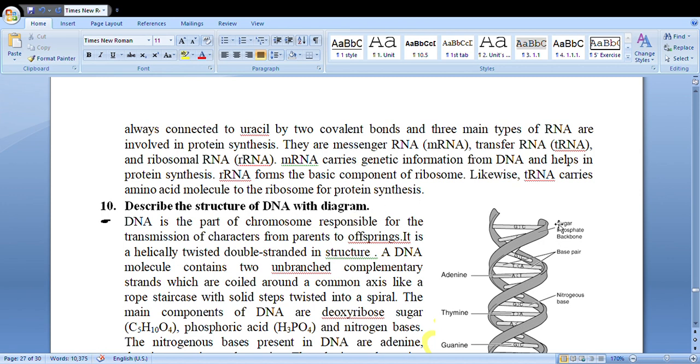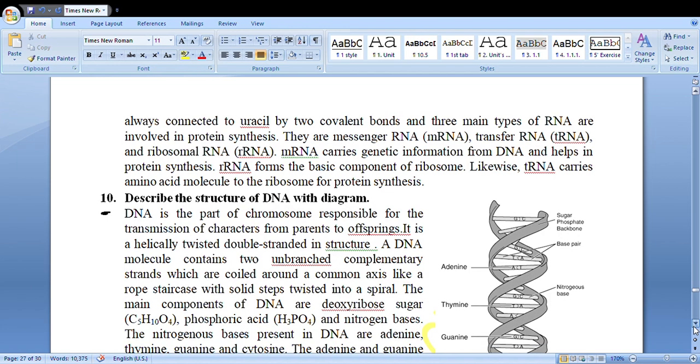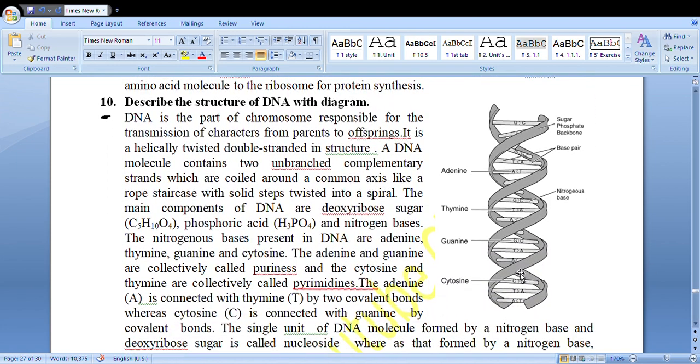Describe the structure of DNA with a suitable diagram. DNA structure is a double-stranded structure. It is described here. DNA is a part of the chromosome responsible for transferring characters from parents to offspring. It is a helically twisted double-stranded structure. So this is one strand, this is another strand. A DNA molecule contains two unbranched complementary strands. Everything is described here.